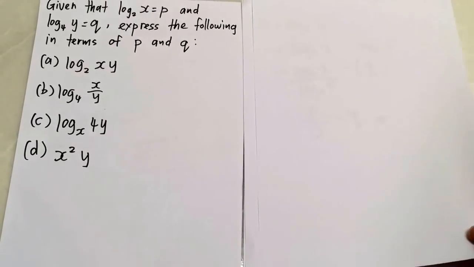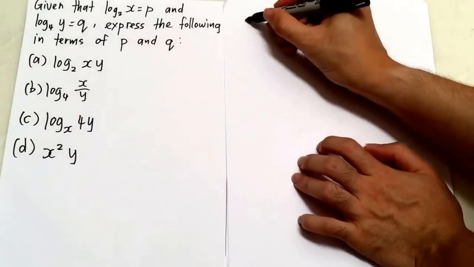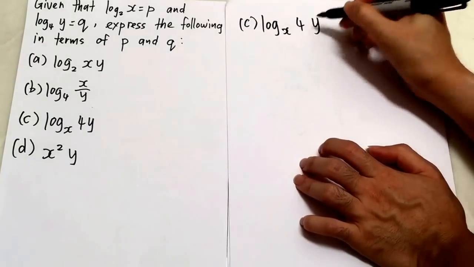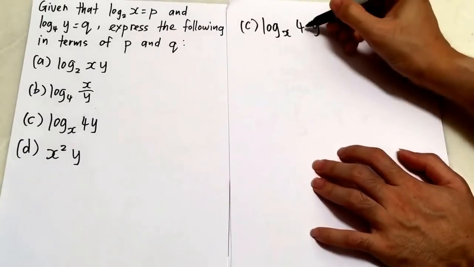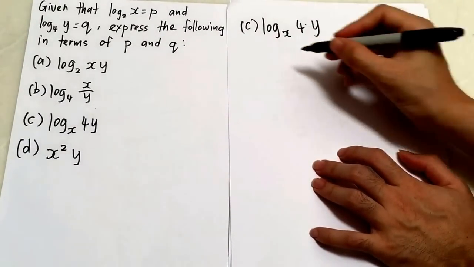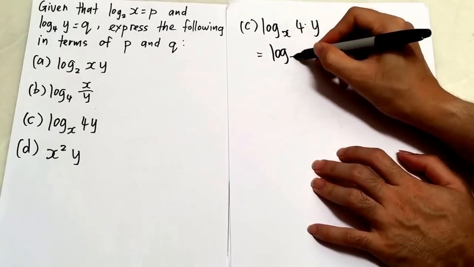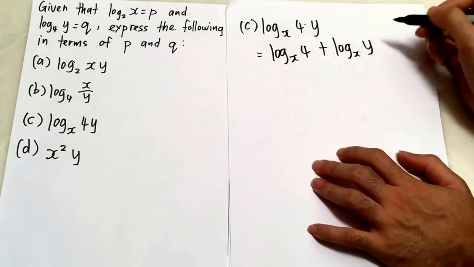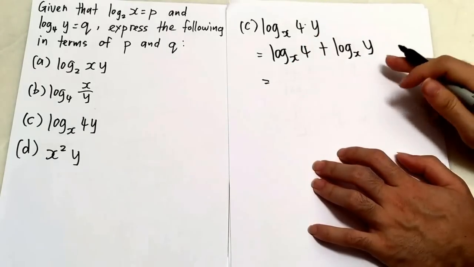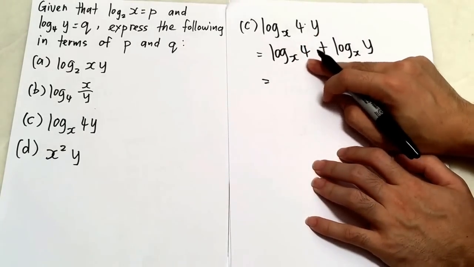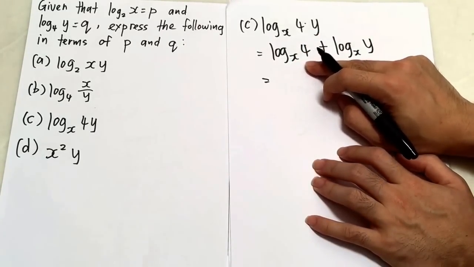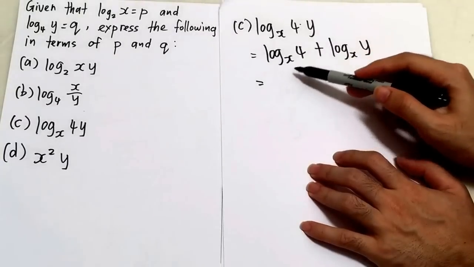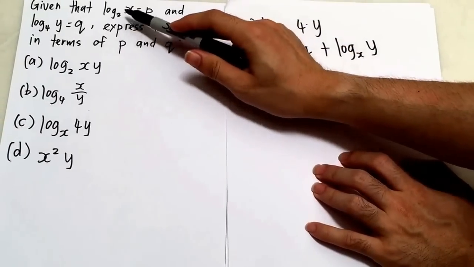Next one, C. What is C? I have log base x of 4 and y. Alright, so this is multiplication. Whenever this is multiplication, it will become plus. So I expand it, it becomes log base x of 4 plus log base x of y. Alright, then you have some problem. This is base x. You do not want base x, you want either base 2 or base 4. However, this is x. For x, I only want base 2 because base 4 is for y.